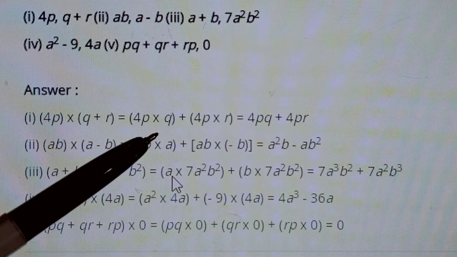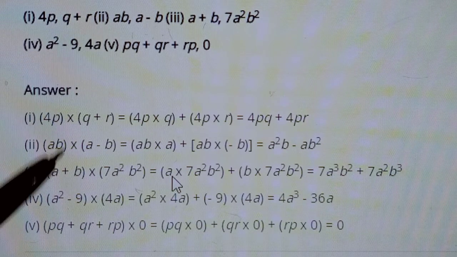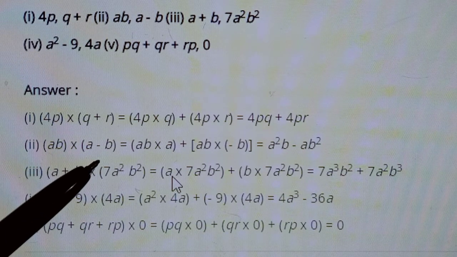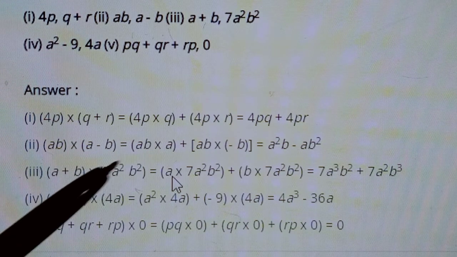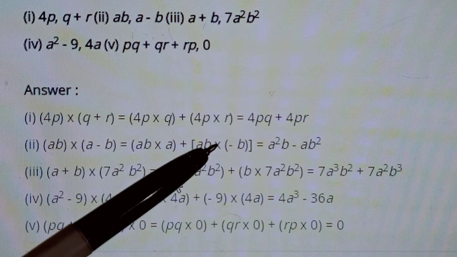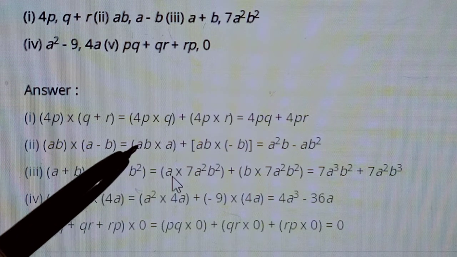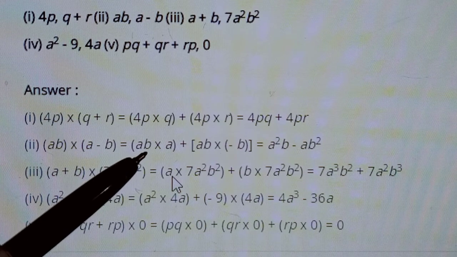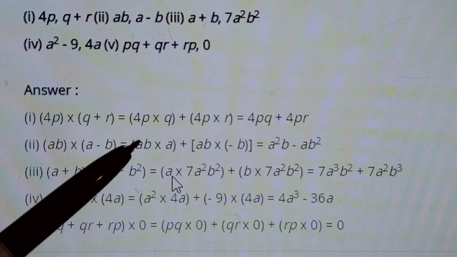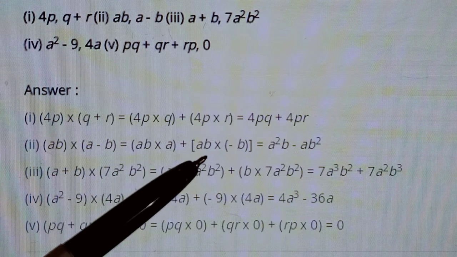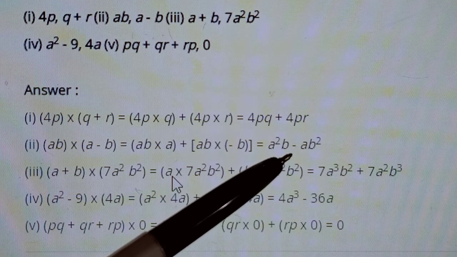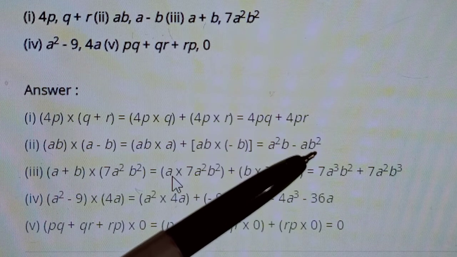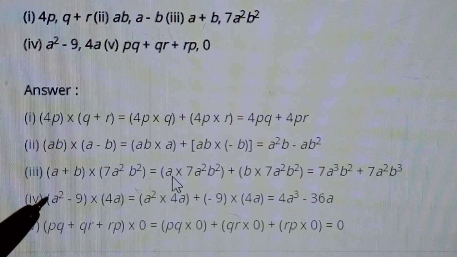Same way for the second part of the question, ab is your monomial, which is to be multiplied with the binomial a minus b. So ab will be given to a as well as to minus b. This product comes out to be ab into a, that becomes a square b. A and a become a square. We know how to multiply monomials, right? And here a is single, and b into b will become b square. And obviously plus into minus, the sign in between will be minus. So minus ab square. Not a difficult concept at all.